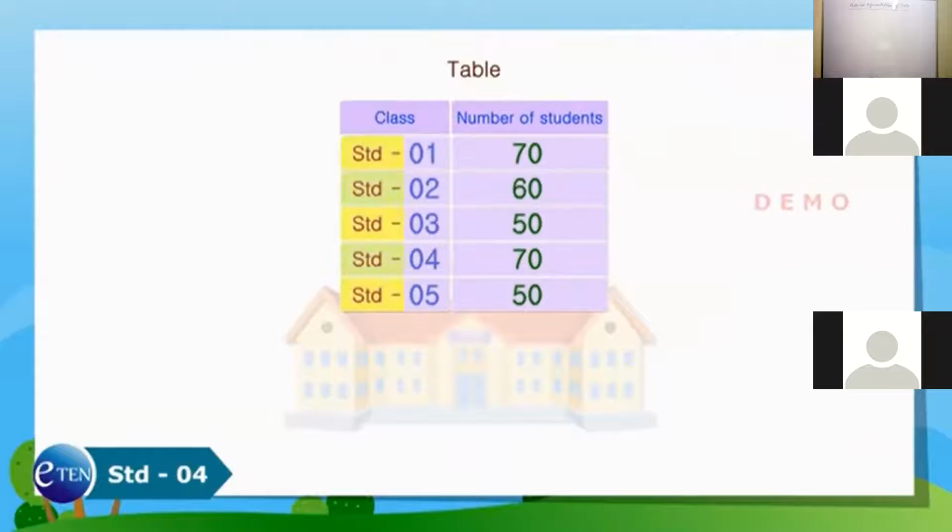A table has rows and columns. These vertical things are called columns, and the horizontal things are called rows. Each box which has anything written in it is called a cell.